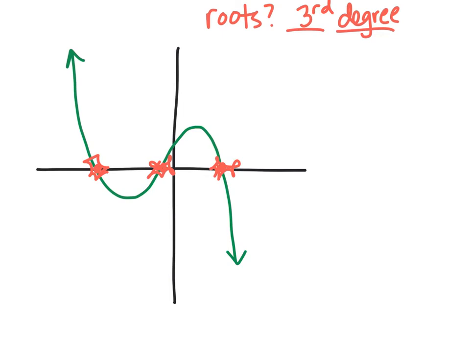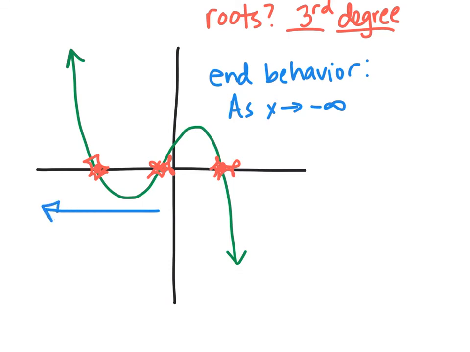Okay, let's talk about end behavior. So we're going to start with this one. As x approaches negative infinity, so that means as I'm going this way forever toward negative infinity, what is my y value doing? It turns out my y value, my f of x, is going up and up and up, just like the last example, which is toward infinity. So I'm going to say as x approaches negative infinity, f of x approaches positive infinity.